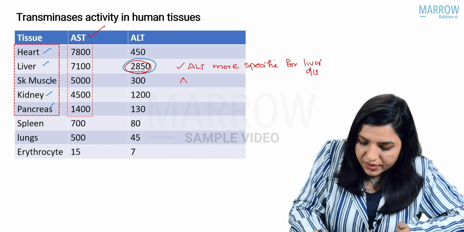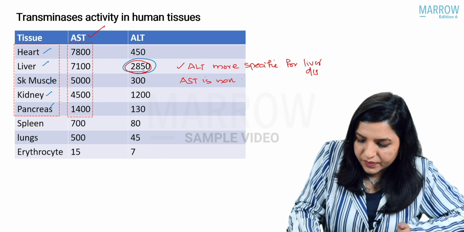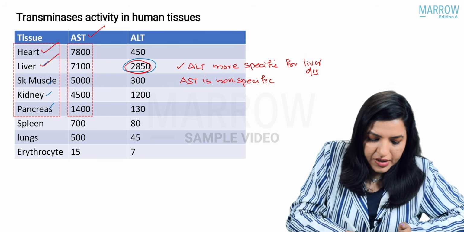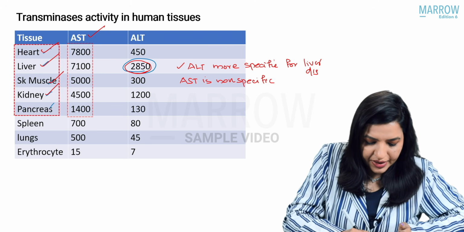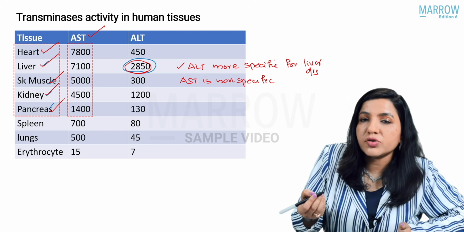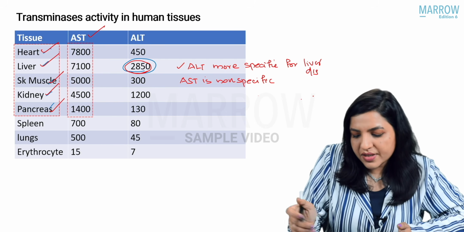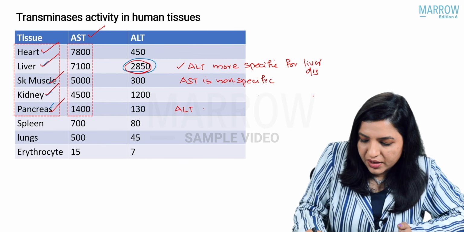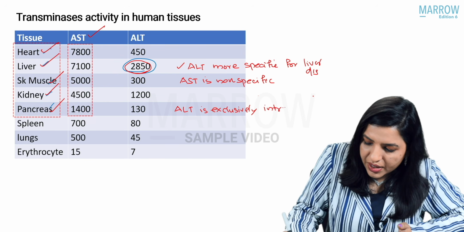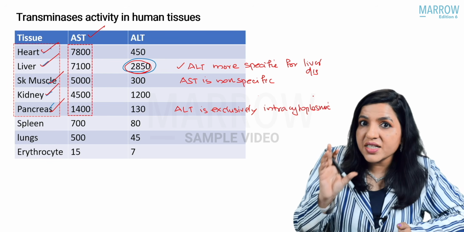But AST is non-specific, as it is elevated in the heart, liver diseases, skeletal muscle, then kidney and pancreas. So that is why we say ALT is more specific, and then we should understand its intracellular location. Where is it located? ALT is exclusively intracytoplasmic.